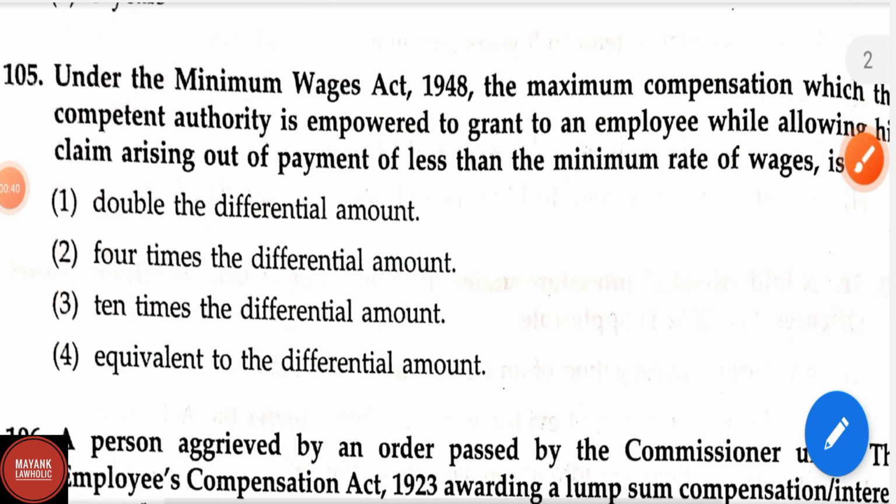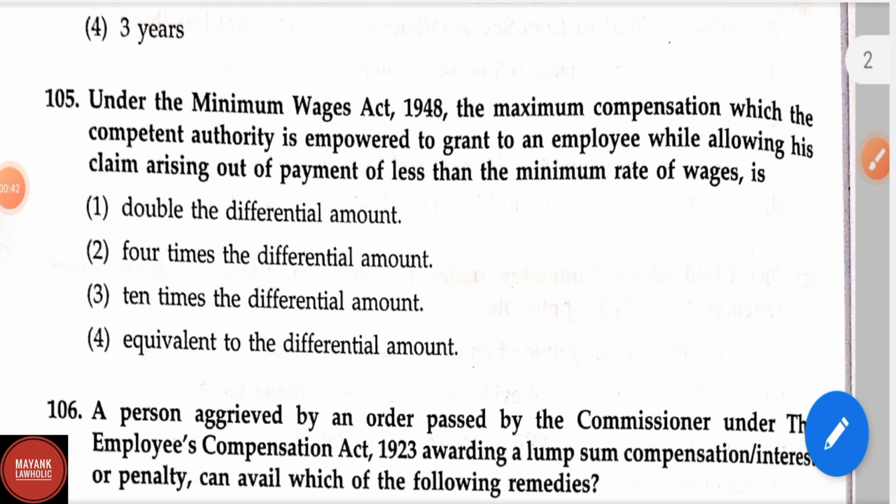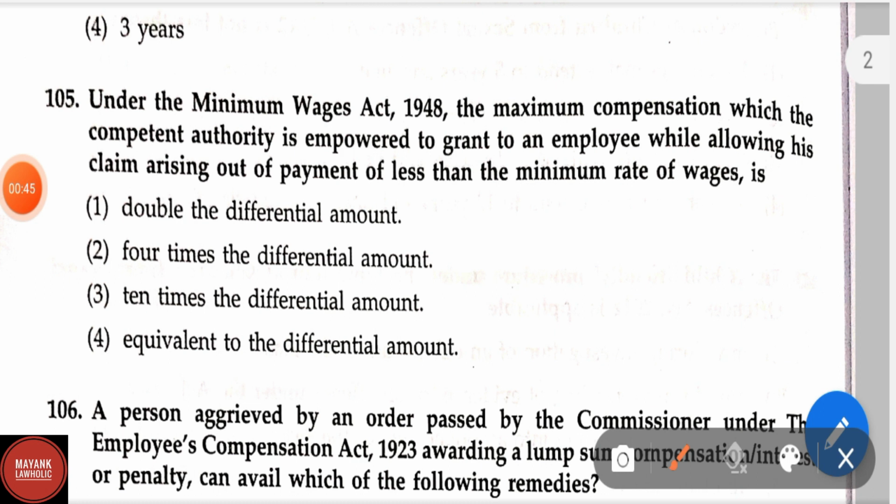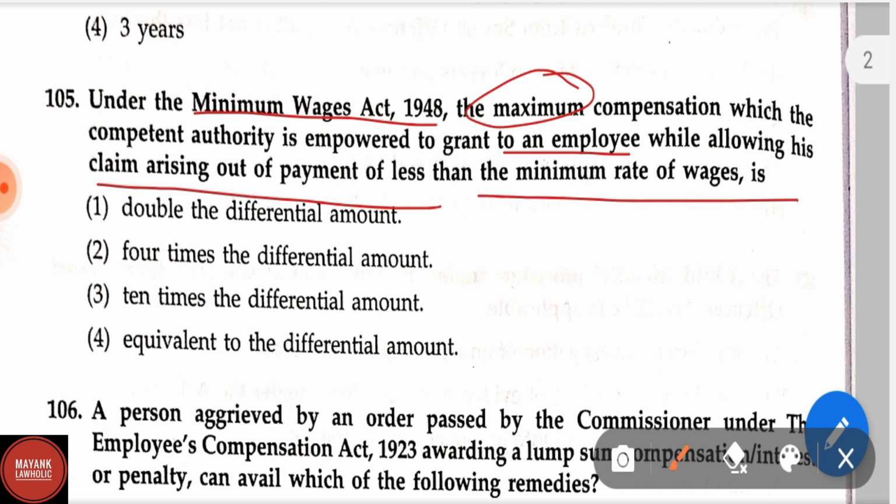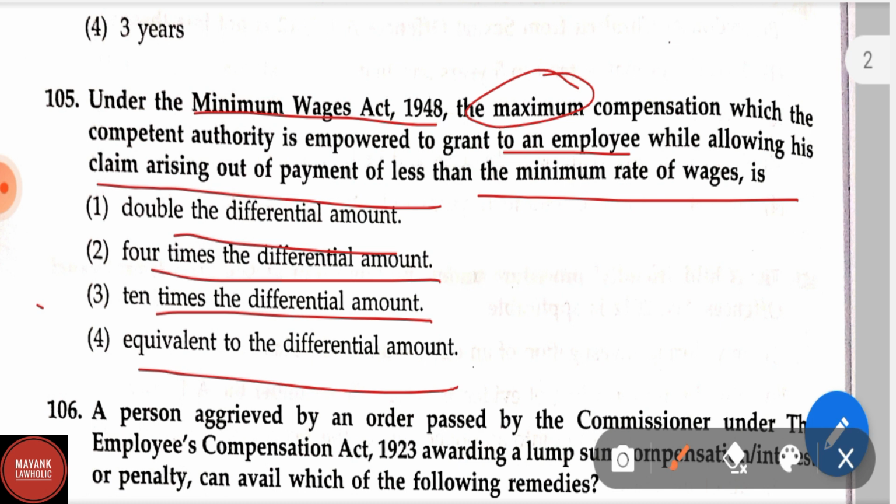Now let us see the question number 105. Under the Minimum Wages Act 1948, the maximum compensation which the competent authority is empowered to grant to an employee while allowing his claim arising out of payment of less than the minimum rate of wages is, option one double the differential amount, option second 4 times the differential amount, option third 10 times the differential amount, and option fourth equivalent to the differential amount. In this question, correct answer is option 3, 10 times the differential amount.